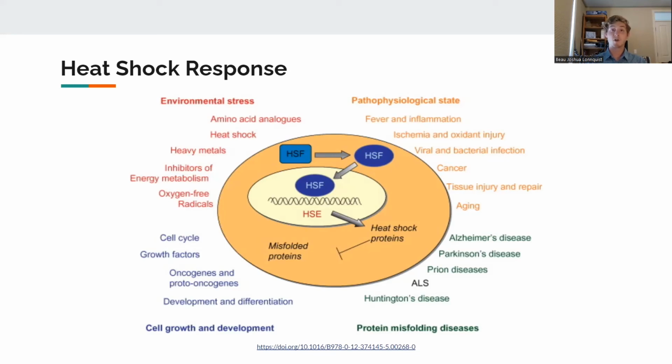And this process actually creates a negative feedback loop with heat shock factor 1. As more heat shock proteins are created and there are fewer proteins that need to be refolded, those heat shock proteins will then bind with heat shock factor 1, and it will no longer form as many trimers, which will then slowly begin to inhibit heat shock factor 1 from creating more proteins.